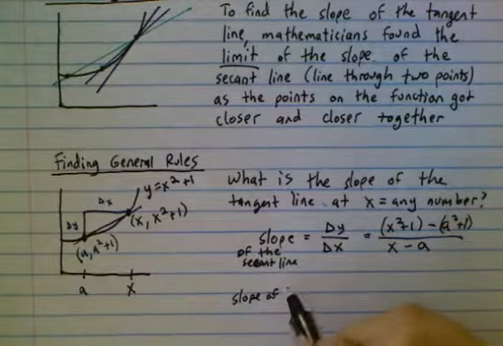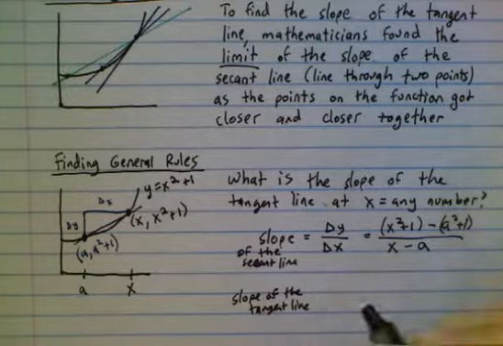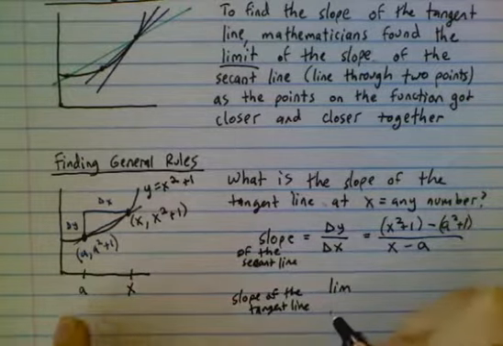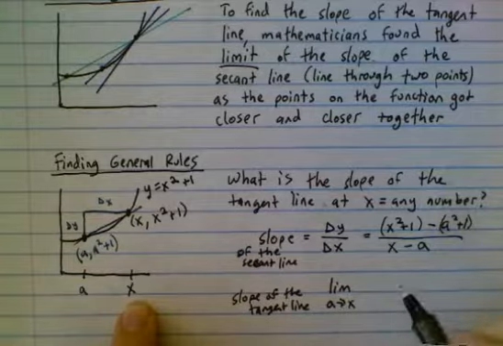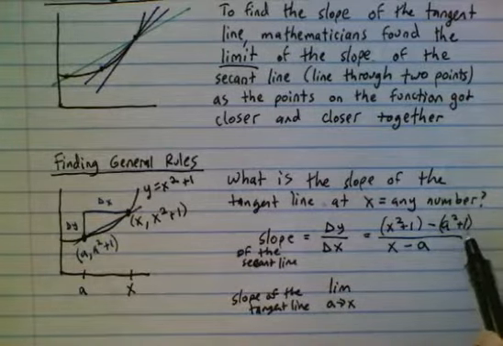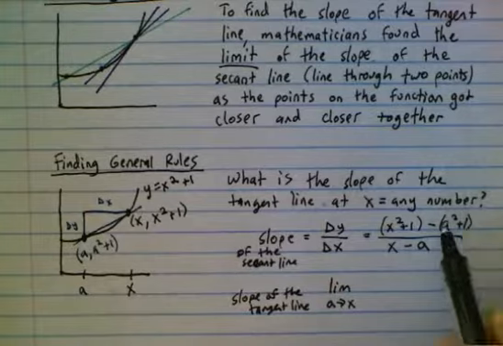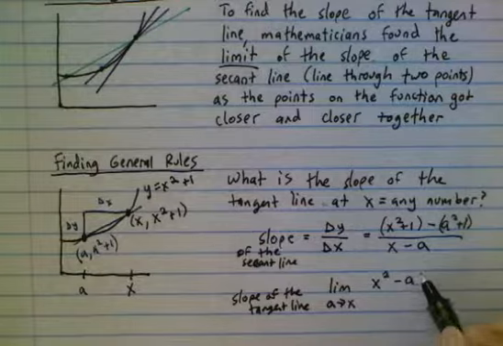The slope of the tangent line is the limit of that as this number, a, gets closer and closer to x. So notice up here, this negative is going to distribute here. So we've got positive 1, minus 1, so it goes away, it doesn't matter. We've just got x squared minus a squared over x minus a.